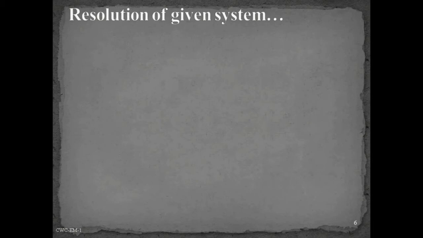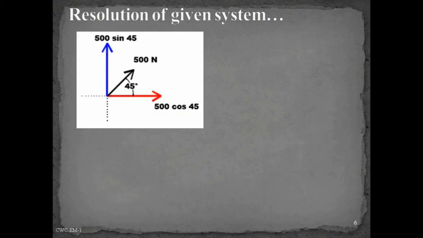Now let's consider our force system. The first force is 500 Newton inclined at an angle of 45 degree with the horizontal. The horizontal component will be 500 cos 45 and the vertical component will be 500 sin 45. Regarding the directions, the horizontal component will be towards right and the vertical component will be upwards. We can take these two directions as positive.